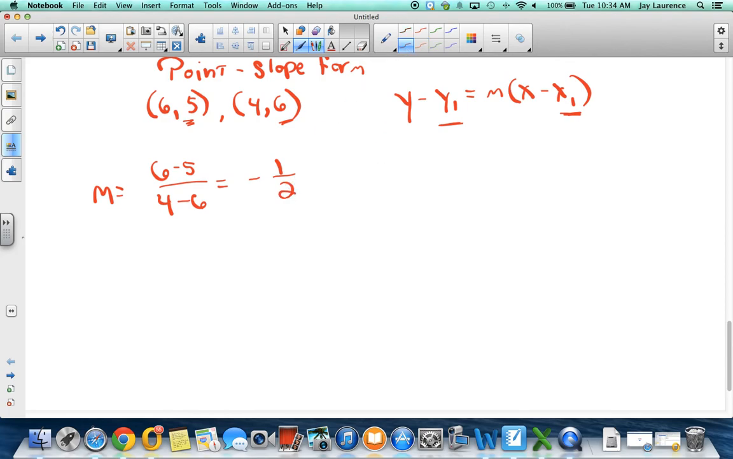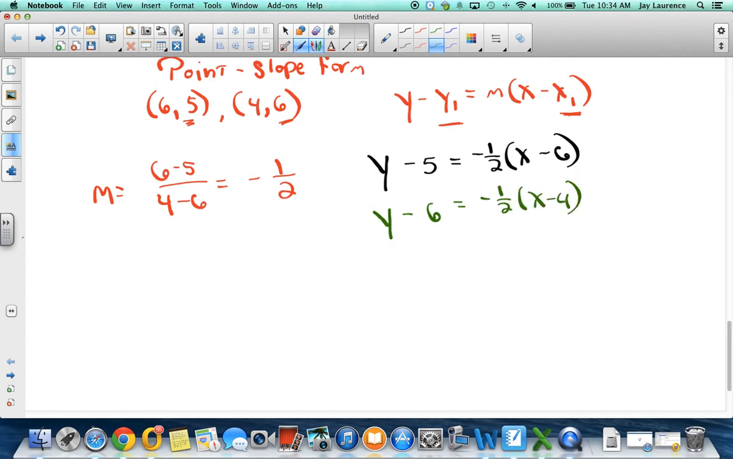Now to write my equation, I'm going to write y minus 5 equals negative 1/2 times the quantity of x minus 6. Of course, I could have written y minus 6 equals negative 1/2 times the quantity of x minus 4. Now some of you are looking at me going, how can that be the same equation? Watch, they are the same equation.